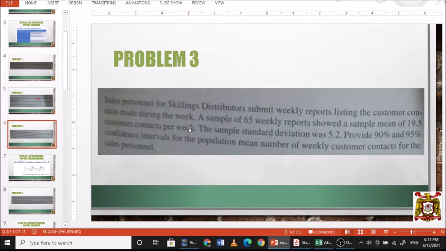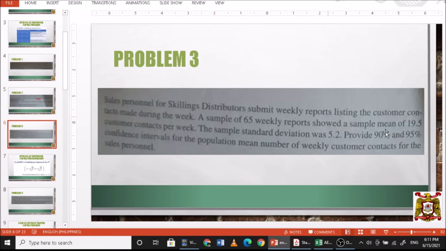And lastly, problem 3. Personnel for Skilling's distributors submit weekly reports listing the customer contacts made during the week. A sample of 65 weekly reports showed a sample mean of 19.5 customer contacts per week. The sample standard deviation was 5.2. Provide 90% and 95% confidence intervals for the population mean number of weekly customer contacts for the sales personnel.